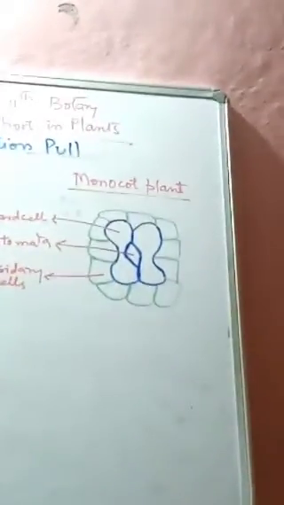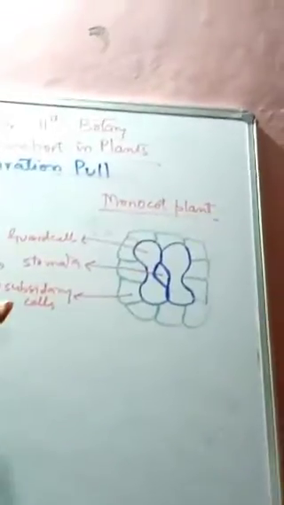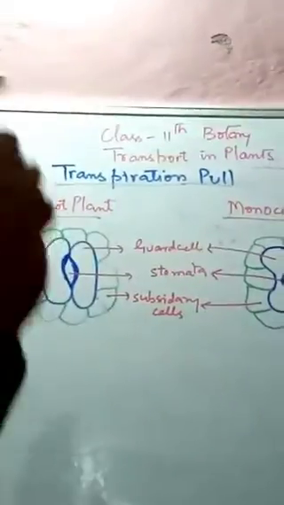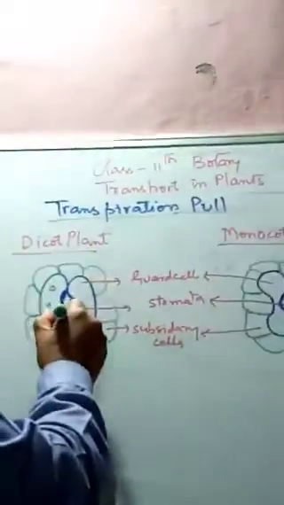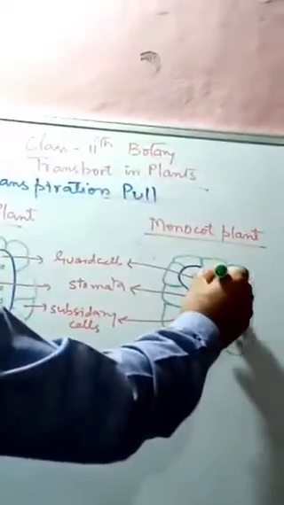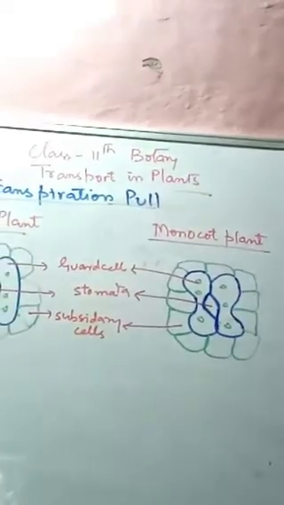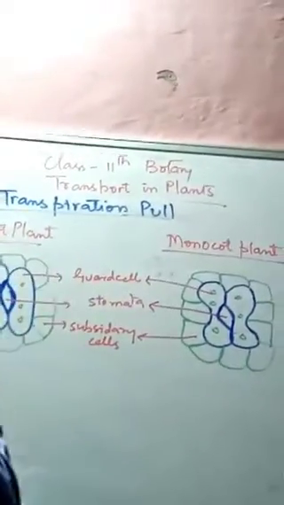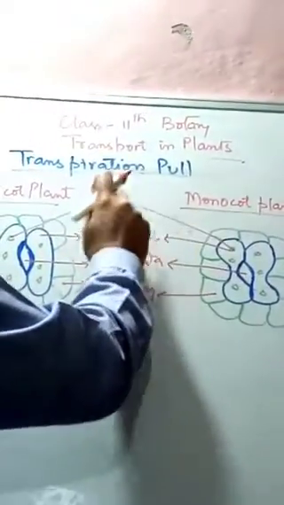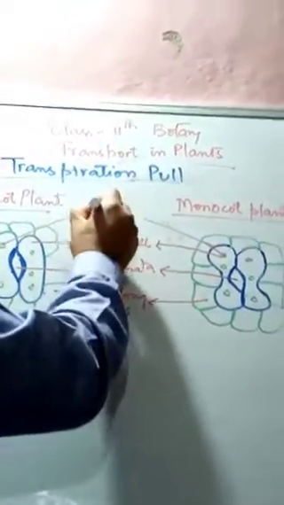Now, these guard cells are the only cells in the epidermal region which contain chloroplasts. So they also contain chloroplasts. These dot-like structures are the chloroplasts.